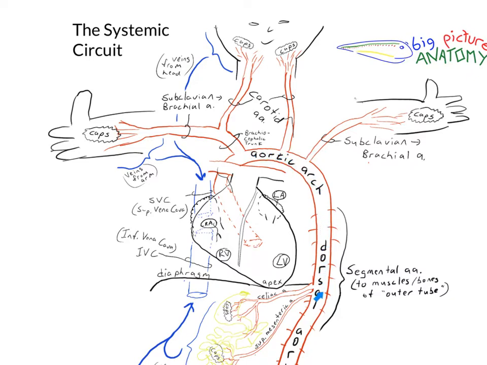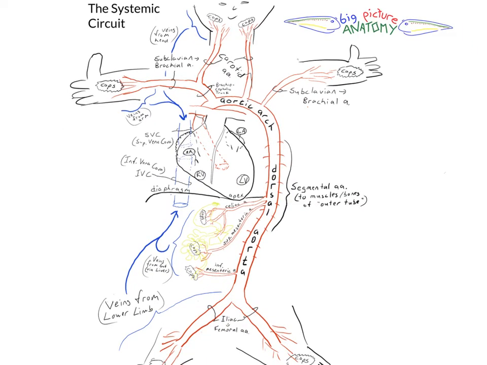As we continue inferiorly, you can see that as we go through the abdominal region, we have the dorsal aorta giving off these little segmental arteries. These are going to go out between all of the ribs. They run with those subcostal nerves that go right under the undersurface of each rib.